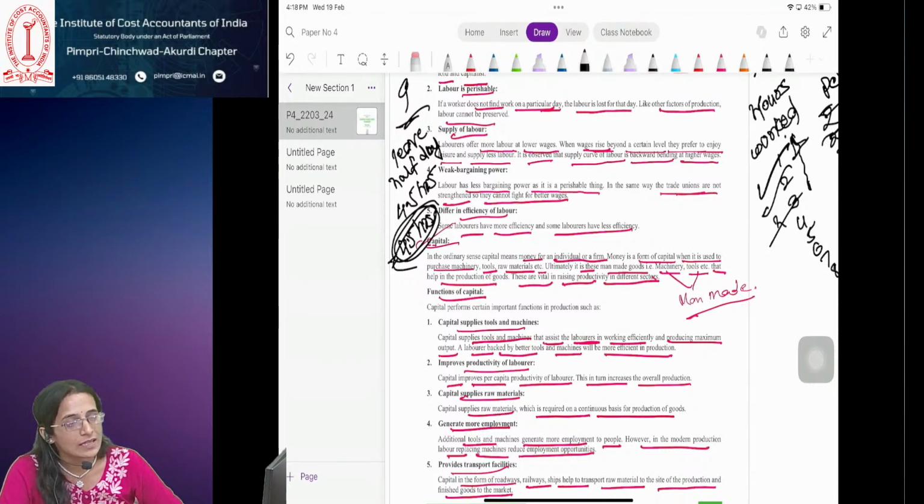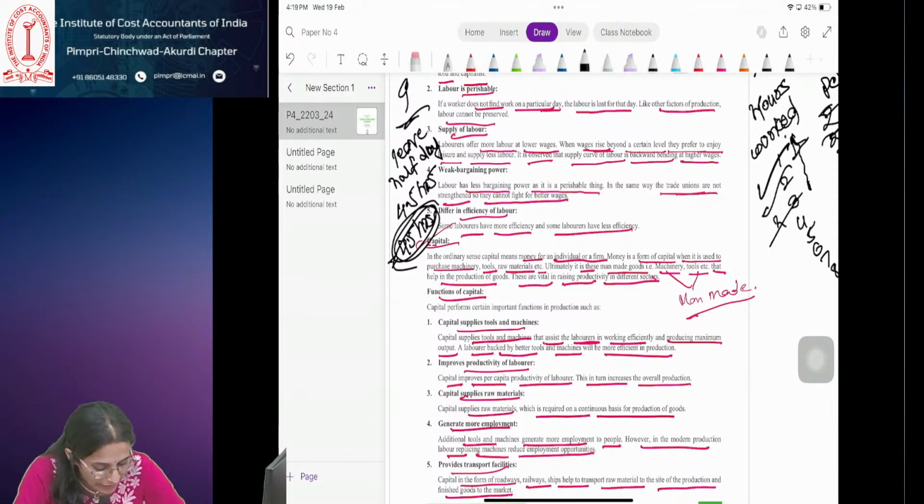What about land? If I have no capital, can I purchase land or take land on rent or lease? No, right? So without capital, the production process is not going to start at all. It is a very important factor of production. So we'll see what they are saying.